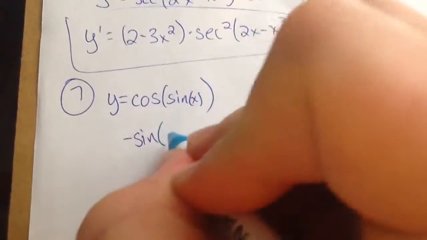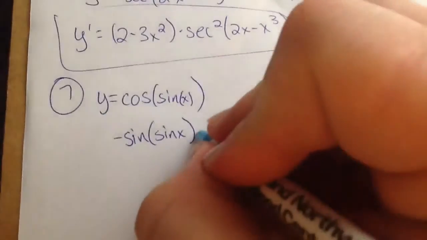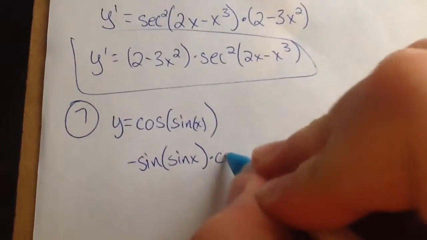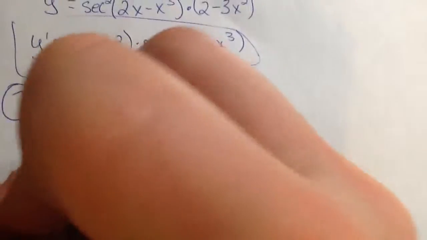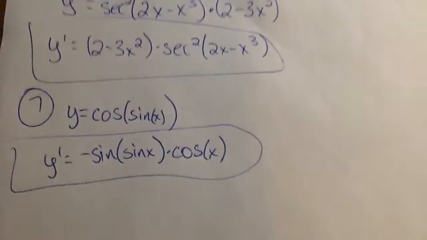Okay, just do the derivative of the outside. Derivative of cosine is negative sine, so I have negative sine. The stuff in the parentheses stays in there, times the derivative of the inside, so right there, the sine of x. Derivative of that is just cosine of x. So you have negative sine of the sine of x times cosine of x. And there's nothing you can do with that. That's it.